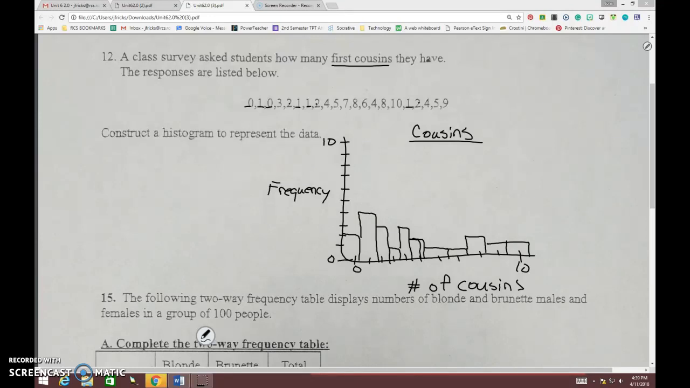I got everything labeled out. I went through and created my information. I could tell what type of data this is as far as skewed left, skewed right if I needed to. But since it doesn't ask me that question, that's all I need to do. So this would be construct a histogram for question number 12.